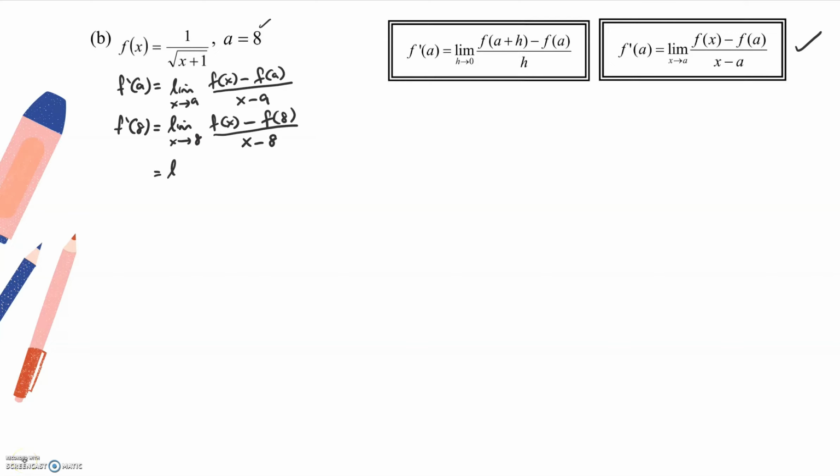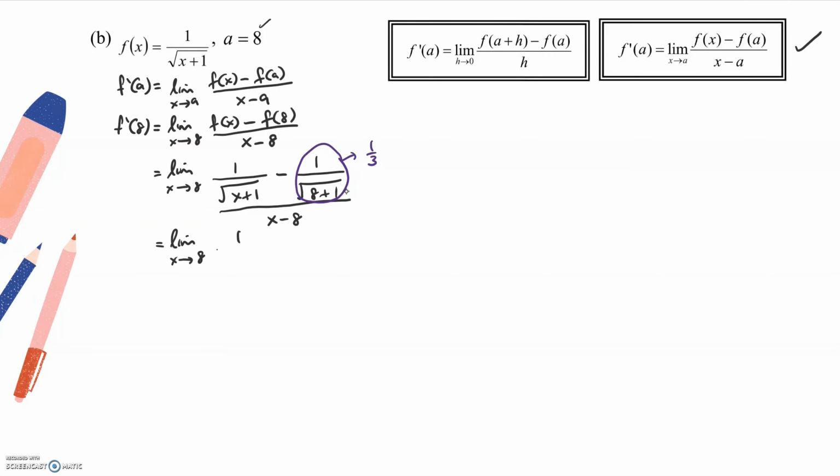So we have here the limit as x tends to 8, f(x) is equal to 1 over square root of x plus 1, minus f(8). f(8) is equal to 1 over square root of 8 plus 1, divided by x minus 8. So 1 over square root of 8 plus 1 is equal to 1 over 3 because square root of 9 is equal to 3. Next, we need to simplify the numerator.